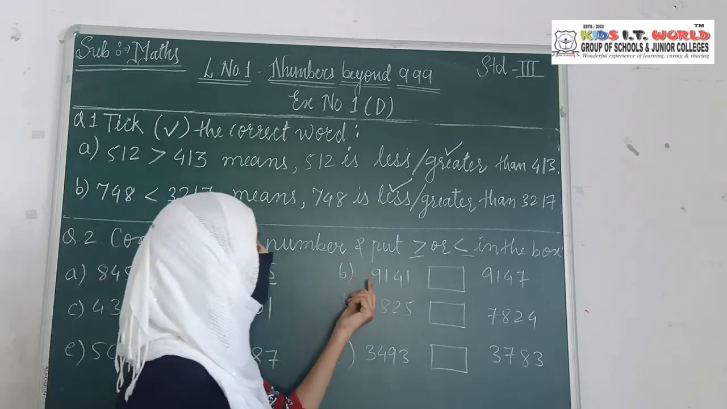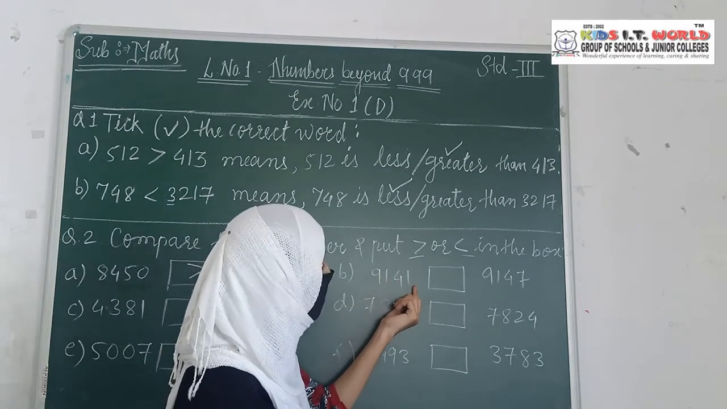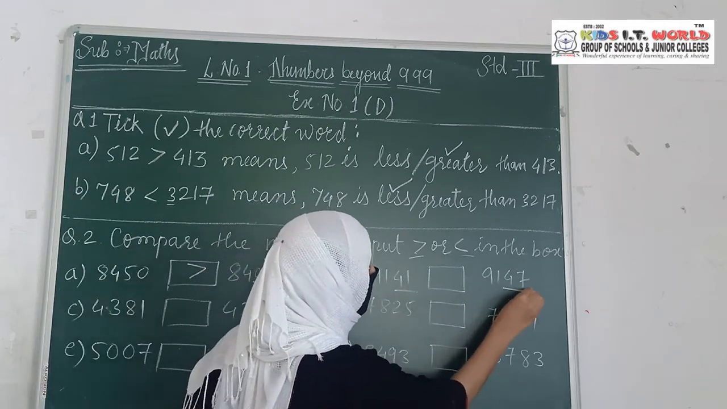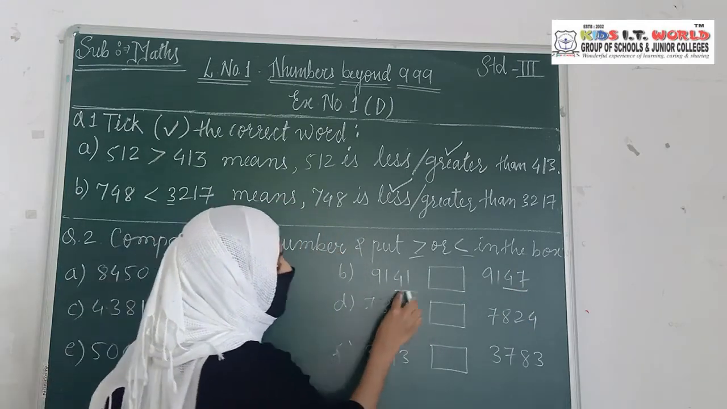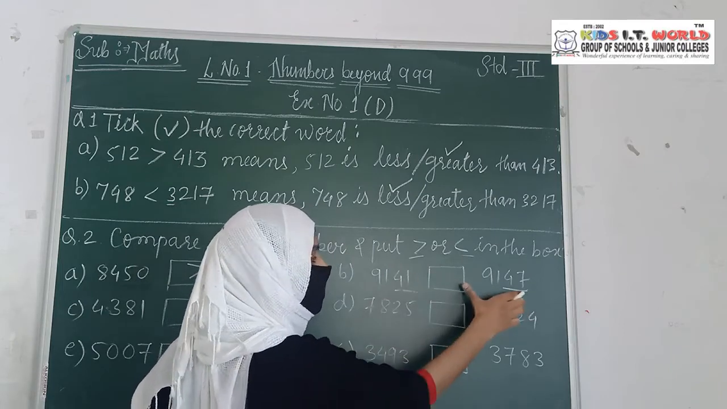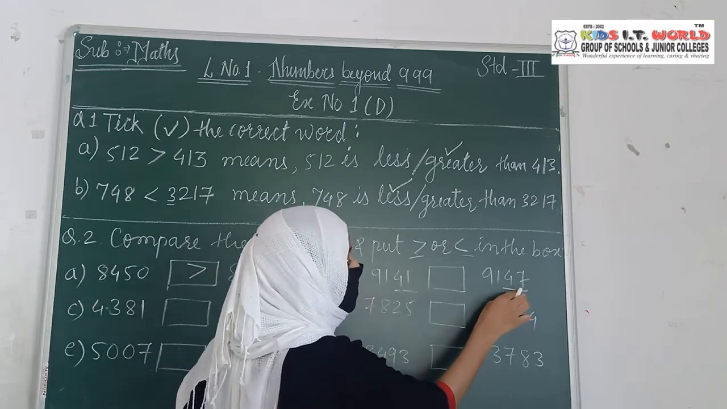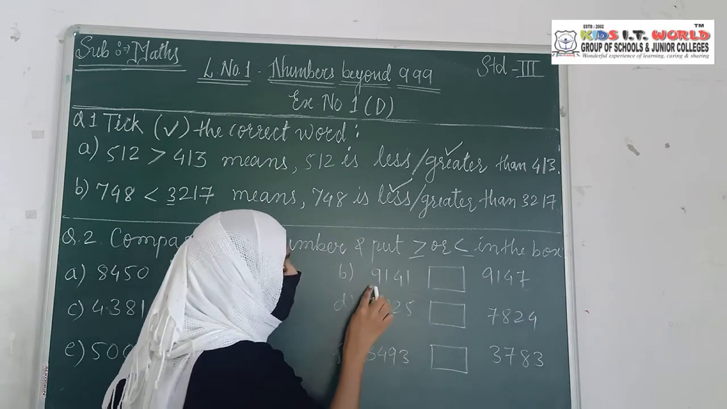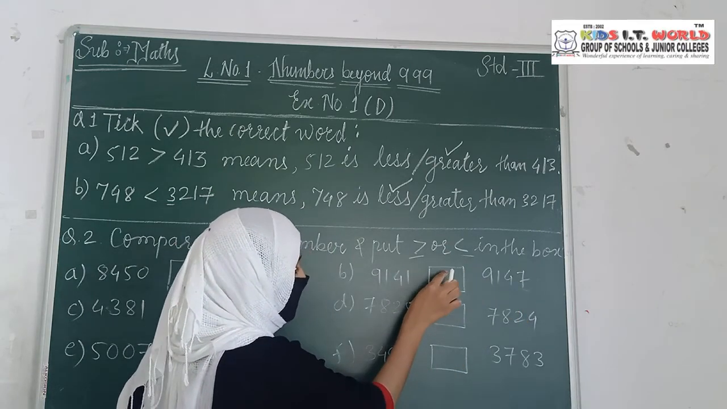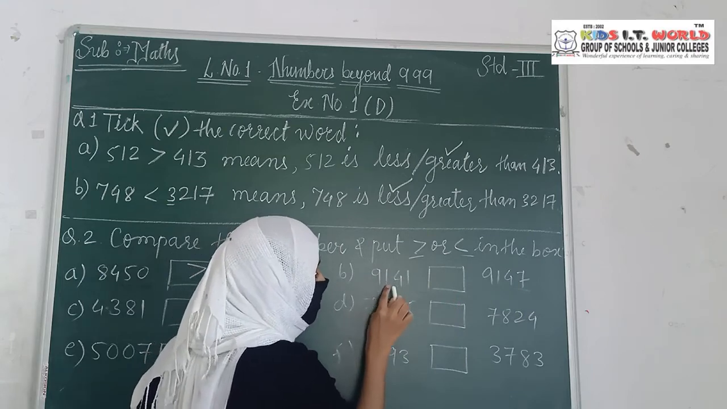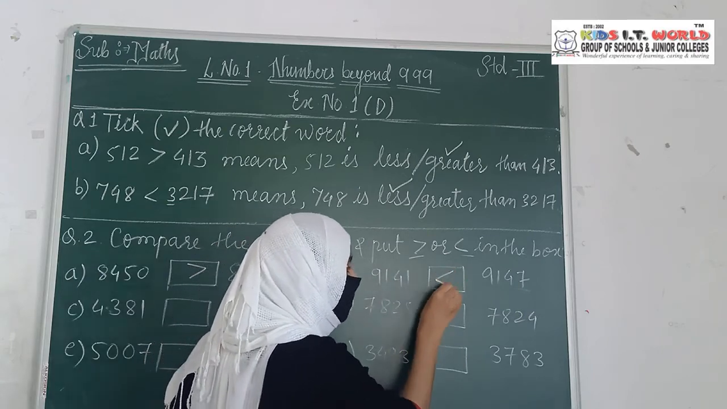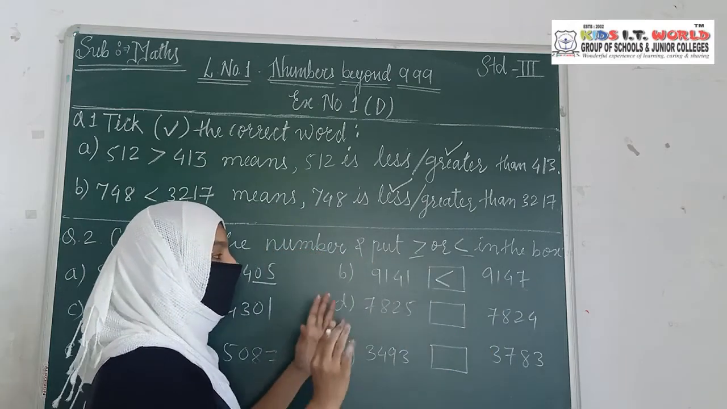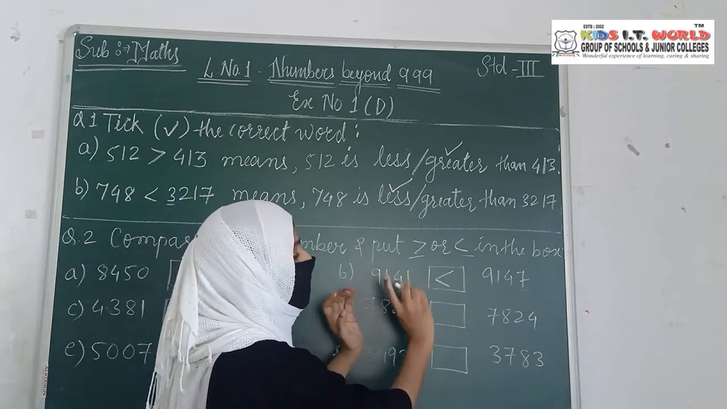On the next one, 9141 and 9147. See the difference between 41 and 47. Which number is greatest between this both? इन दोनों में से कौन सा नंबर बड़ा है? 47. So 47 is greater than this one. So which number is greatest? This. So which symbol will be suitable here? Small. 9141 is smaller than 9147. जो भी नंबर बड़ा रहेगा आपके सिंबल का साइन बस उसकी तरफ जाना है.